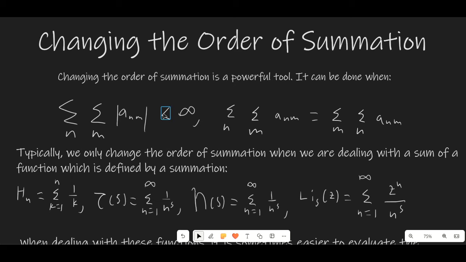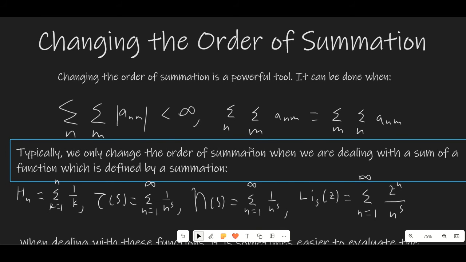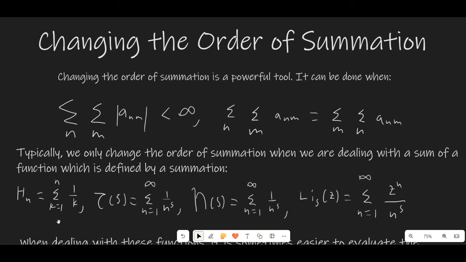Again, there are many cases where you can do this without satisfying this criterion, but in general, it's good to give it a little check. We're only going to change the order of summation when we're dealing with a function that's defined by a summation. For example, the harmonic numbers, H sub n equals the sum from k equals 1 to n of 1 over k. We have zeta of s equals the sum from n equals 1 to infinity of 1 over n to the s. Eta of s equals the sum from n equals 1 to infinity of negative 1 to the n plus 1 over n to the s. Sorry, I guess I messed that up. And also the polylogarithms that we talked about early in the video.